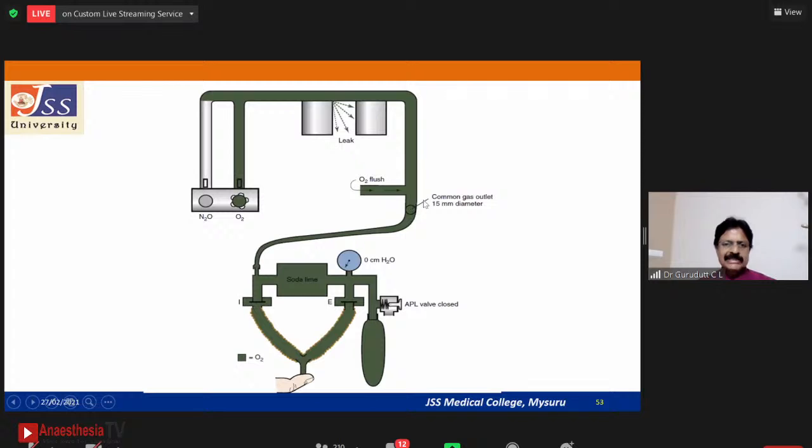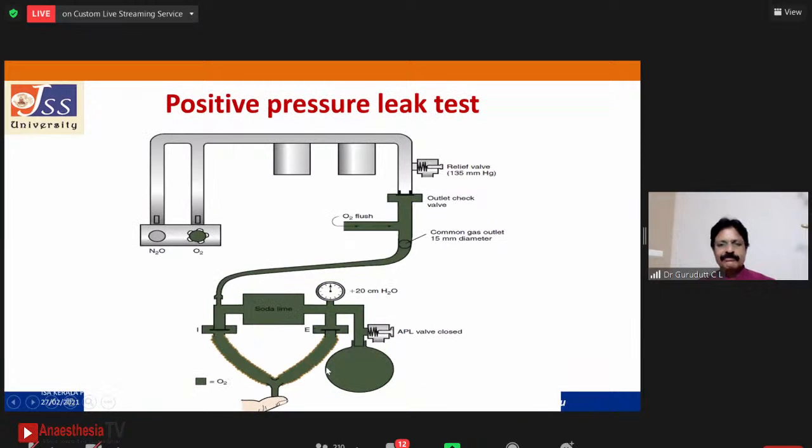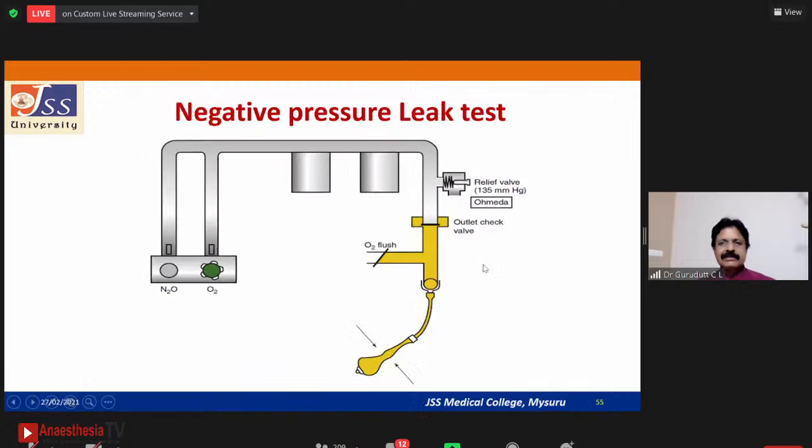But one thing about this positive pressure leak test is you cannot do this test when you have a check valve. Suppose you have a check valve, when you are doing a positive pressure leak test, it is going to check only up to the check valve. So you cannot check the most common areas where the leak can occur. That is the reason why you should go for a negative pressure leak test. The negative pressure leak test is called a universal leak test. You can check for both types of workstations, whether a check valve is there or not.